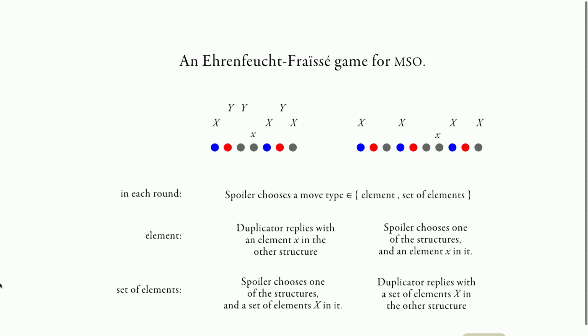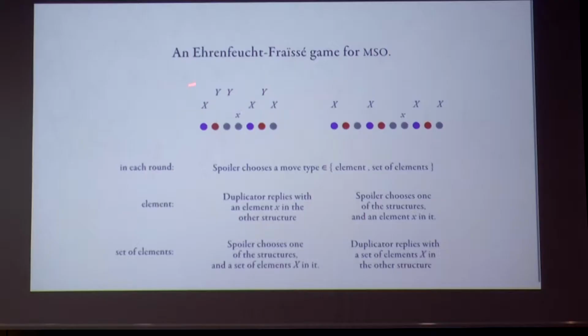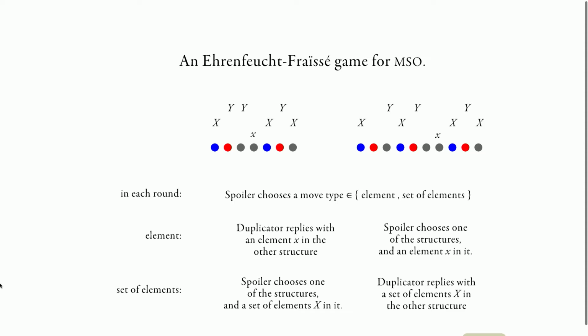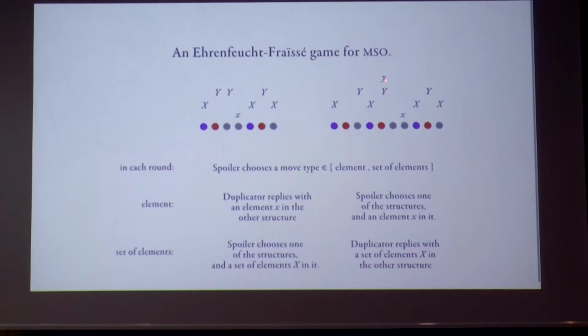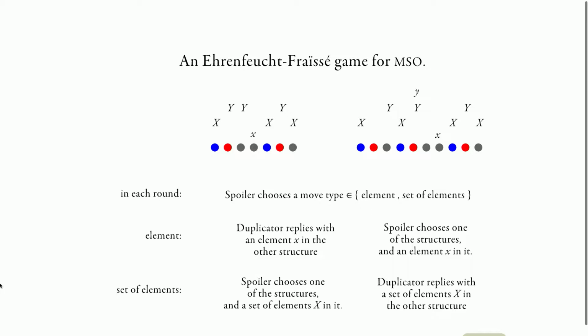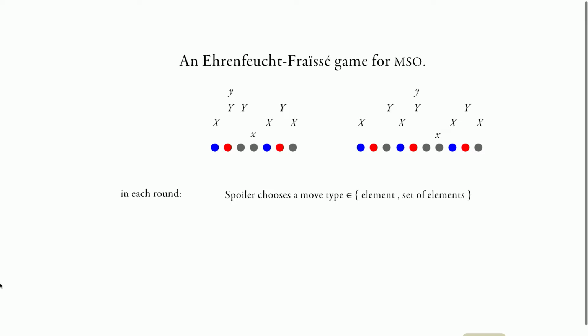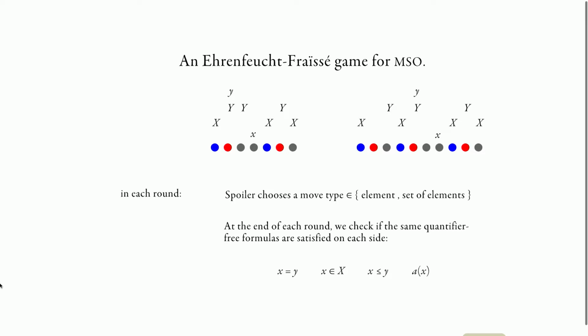Maybe now in the third round, spoiler picks this set of elements in this word, so duplicator responds like this, and maybe now in the fourth round, spoiler picks a position move, an element move, he picks a position here and duplicator responds. And suppose we only played four rounds, so after we've played four rounds, or we could do this at the end of each round, it doesn't affect the whole thing.